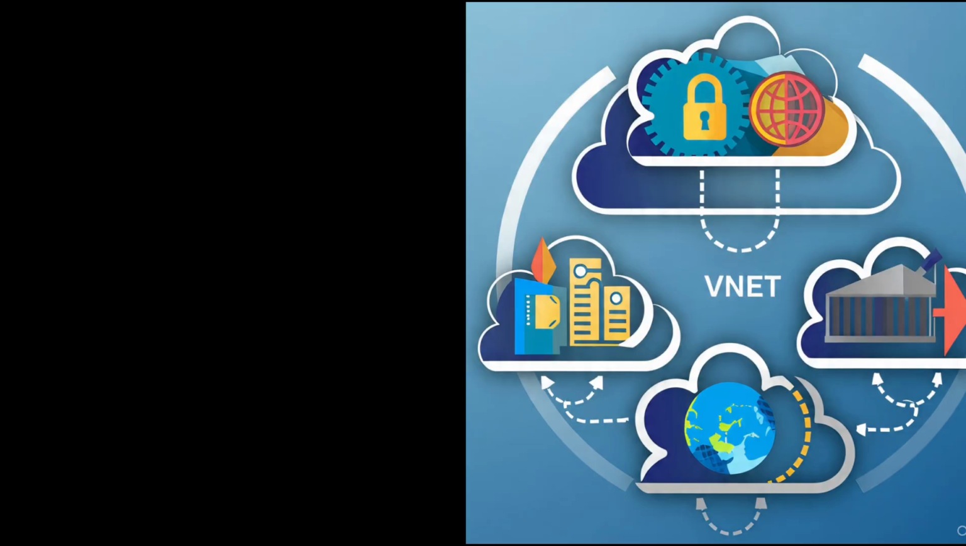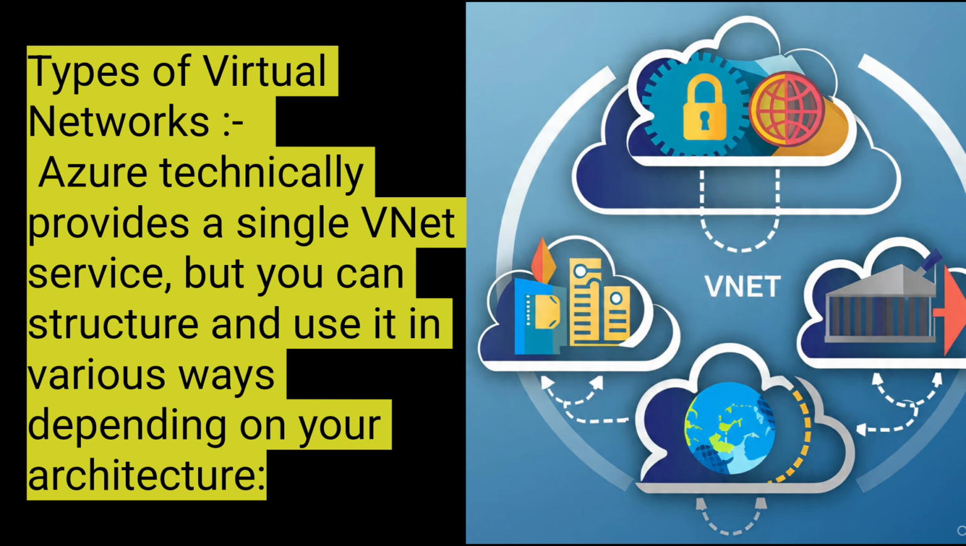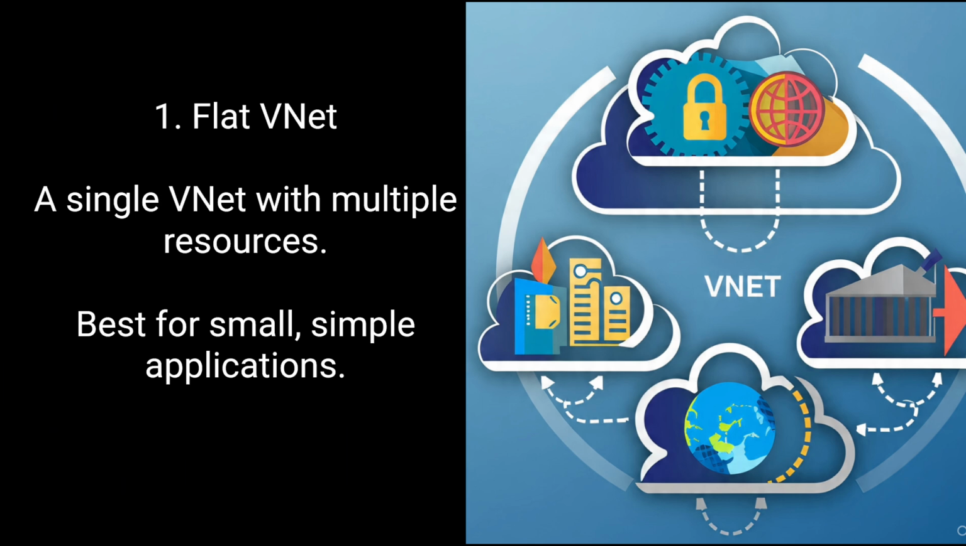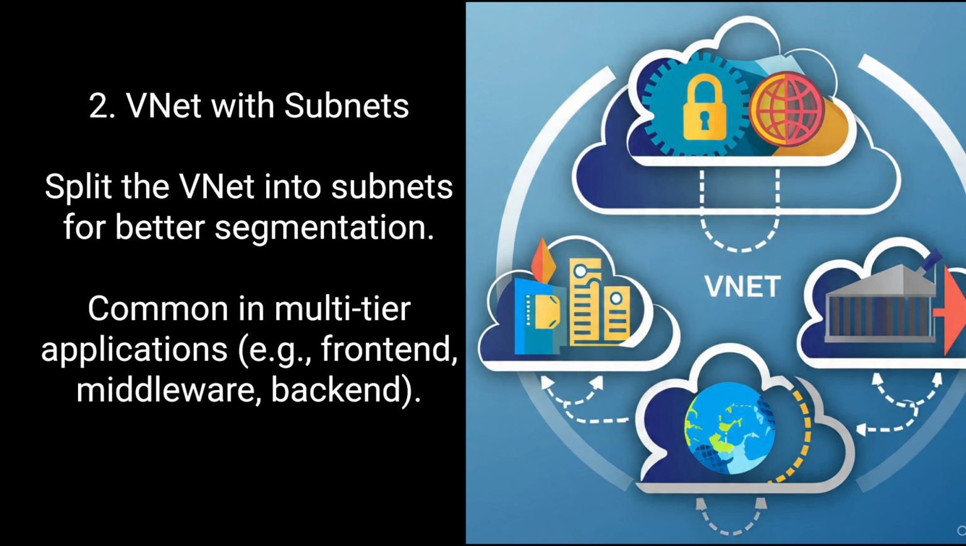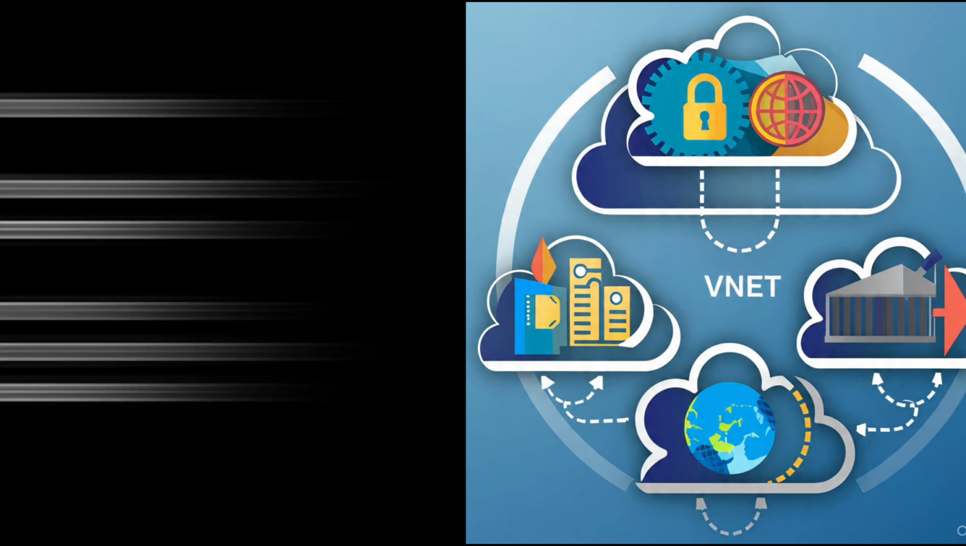Types of virtual networks, based on use case. Azure technically provides a single VNet service, but you can structure and use it in various ways depending on your architecture. 1. Flat VNet. A single VNet with multiple resources. Best for small, simple applications. 2. VNet with subnets. Split the VNet into subnets for better segmentation. Common in multi-tier applications, front-end, middleware, back-end.